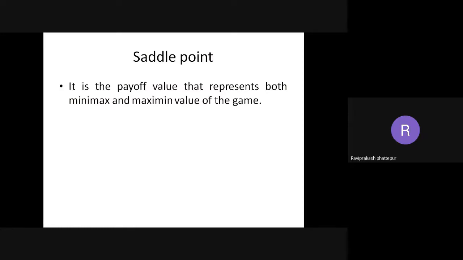So what is a saddle point? It is the payoff value that represents both the minimax and maximin value of the game. Both are equal at that point.